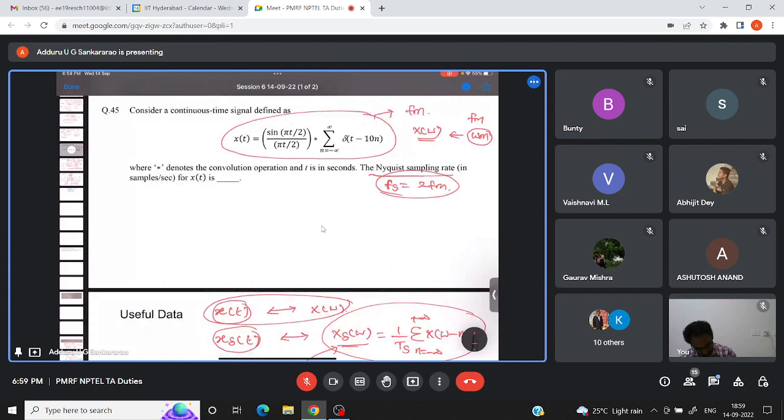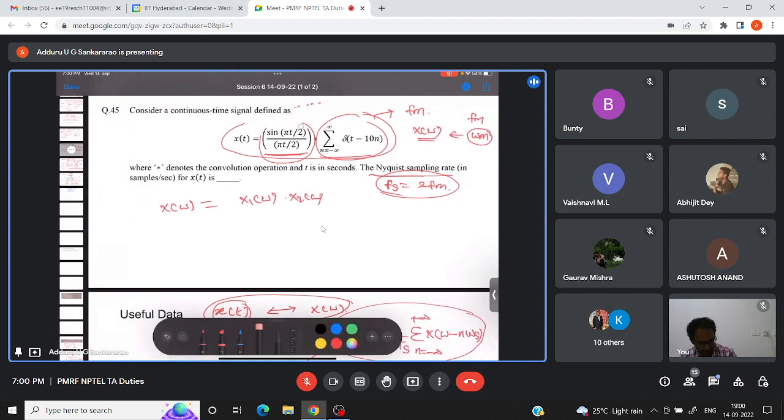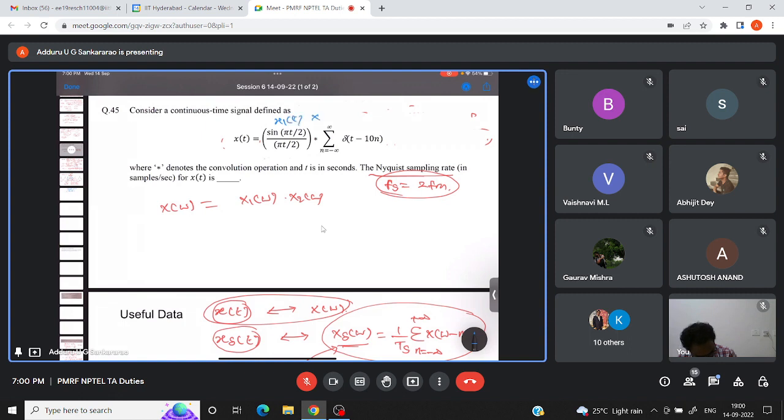Now in x of t, two components are there here. Let us say the first signal is x1 of t, and the second signal is x2 of t. So x1 of t is convolved with x2 of t, right? So what will be x of omega? It is the product in the Fourier transform, that is x1 of omega into x2 of omega. The first signal is x1 of t, we have convolution in between, and the second signal is x2 of t. Now the Fourier transform x of omega is nothing but the product of the Fourier transforms of the individual ones, x1 of omega and x2 of omega.